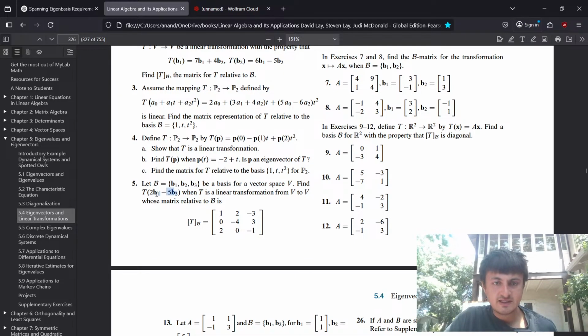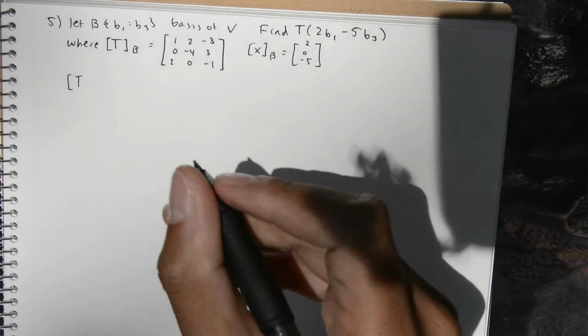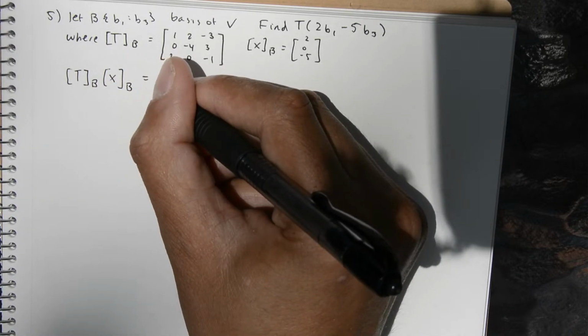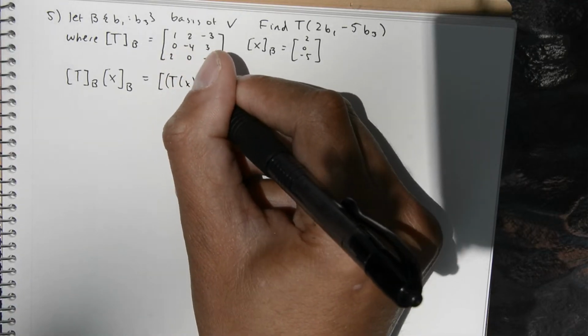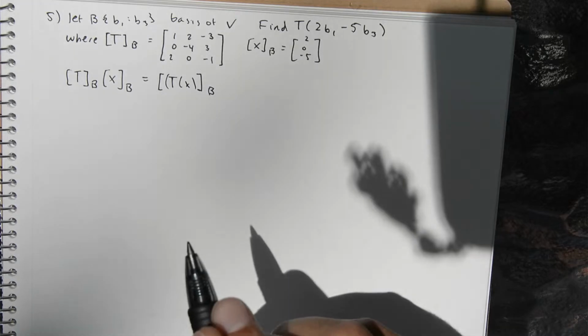Okay, so in this case, what you need to recognize is that this can be thought of as x relative to B. So we can say x relative to B is equal to the vector 2, 0, minus 5. That's cool. Now, the matrix of T relative to B times x relative to B is going to be equal to T of x relative to B. So just multiplying these two is not going to give us what we want, I think.